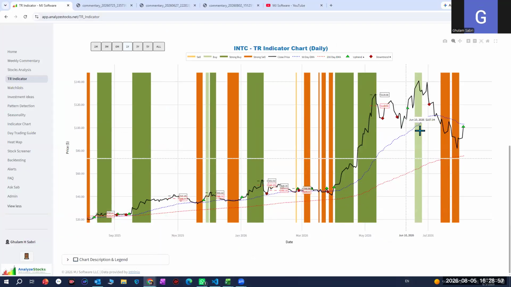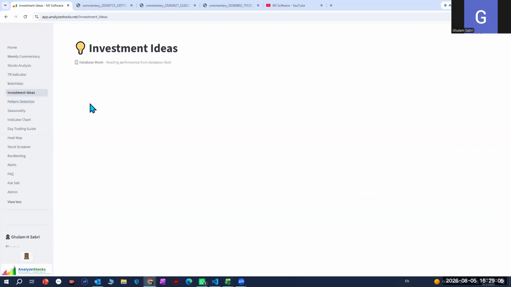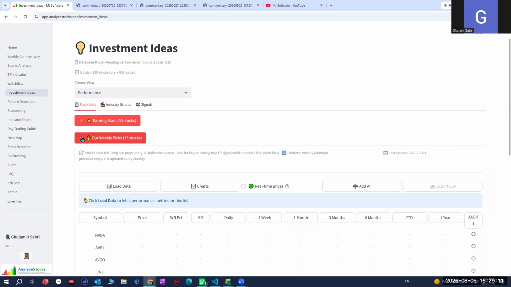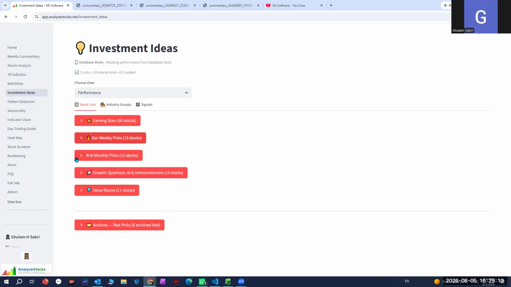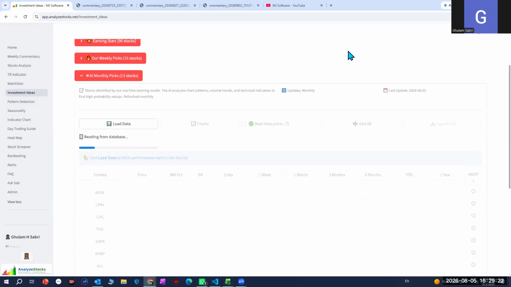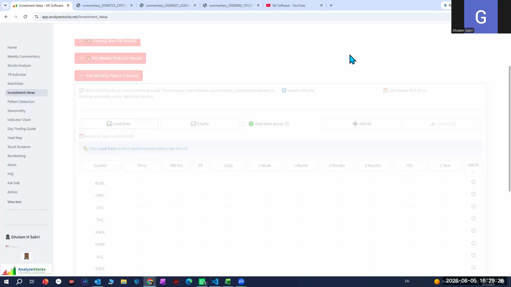So we have this TR indicator which gives you these buy signals along with the buy point and stop loss. Then we have this investment idea page here. The software shows you different ideas, which are our weekly picks, part of the weekly commentary right here. Then every month, the AI system scans all the data and comes up with only a few AI picks, which is basically chosen by a Claude engine.